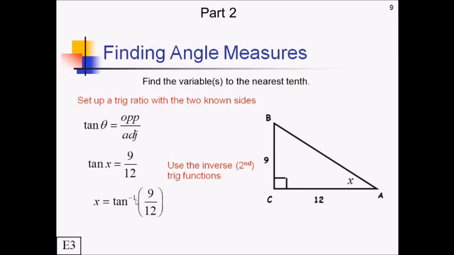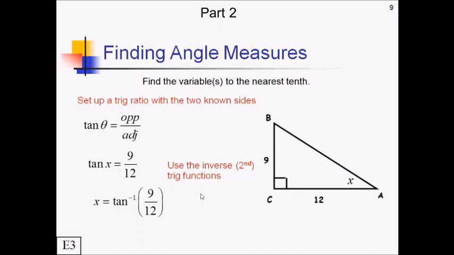Now I have to emphasize that this is not the reciprocal of tangent. That's something else we'll see later on in this chapter. This is basically a function that undoes whatever tangent does. So tangent takes an angle and gives you the ratio of the opposite and the adjacent sides. Inverse tangent takes that ratio and gives you back the missing angle.